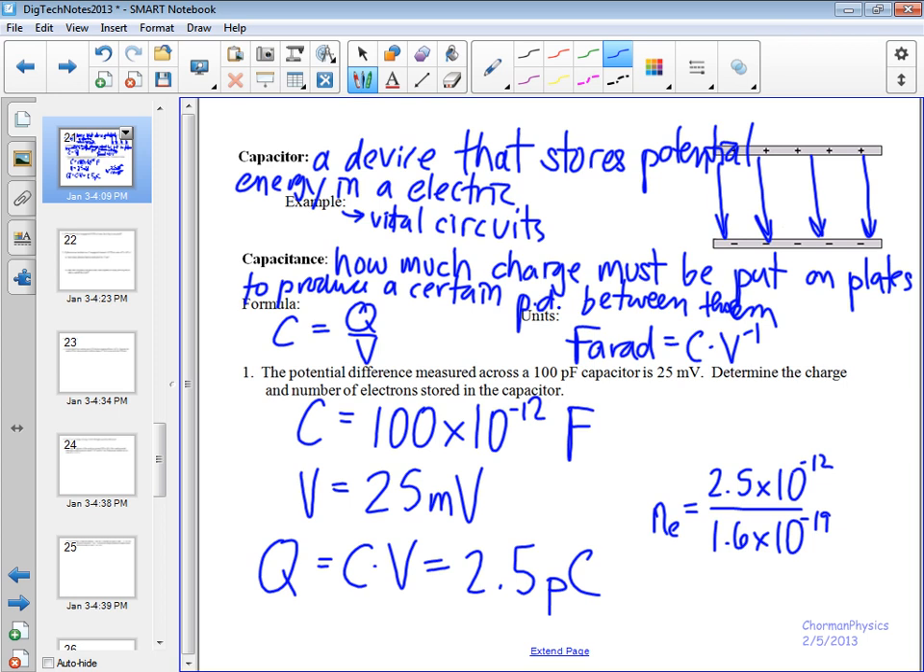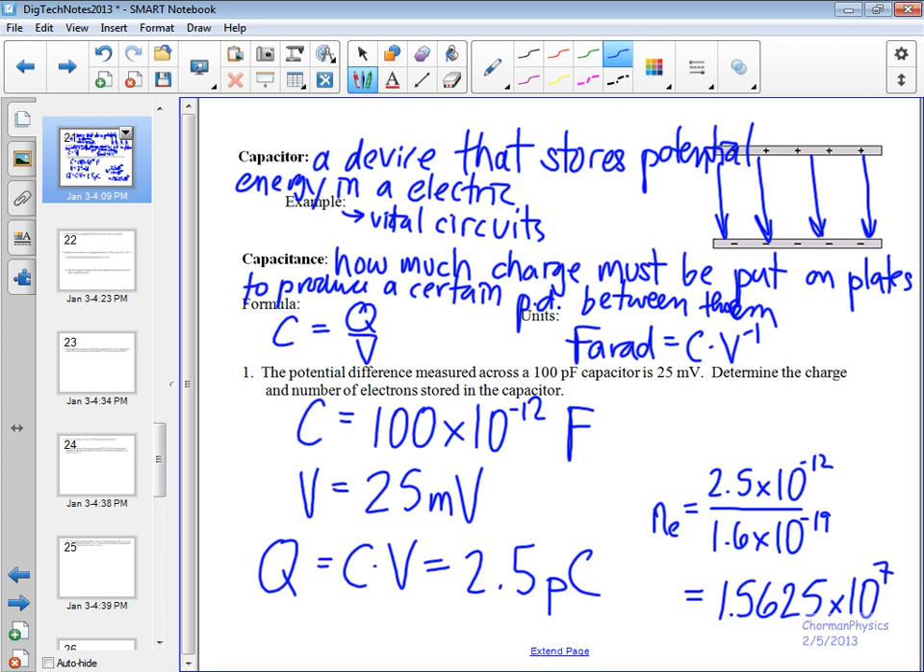Unfortunately, there we go. Sorry, guys. There we go. Number of electrons would be 1.5625 times 10 to the 7th. So about 16 million electrons there. Sorry about that, just had to quickly do that math on the calculator.